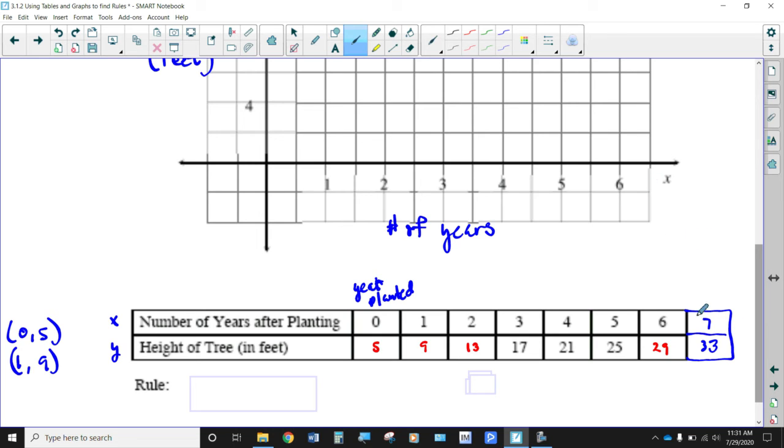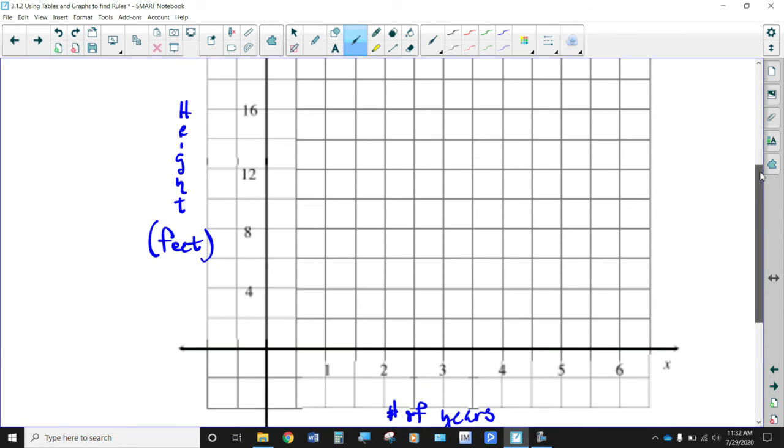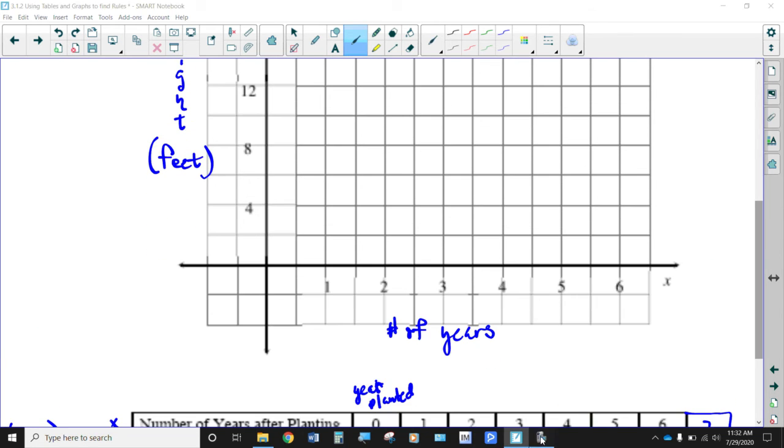It doesn't look like we're going to have room for the 7th one, so we're just going to stop at 6. You go ahead and graph all those points on the table, and I'll do the same. When I unpause and you unpause, we'll have the graph here.